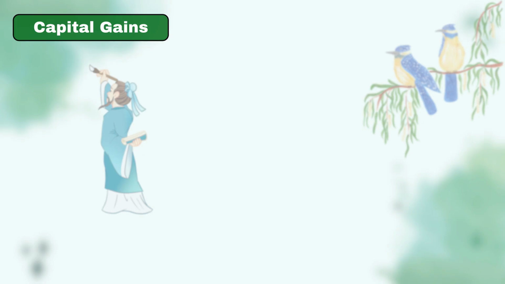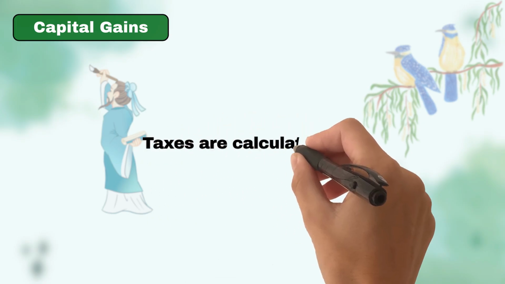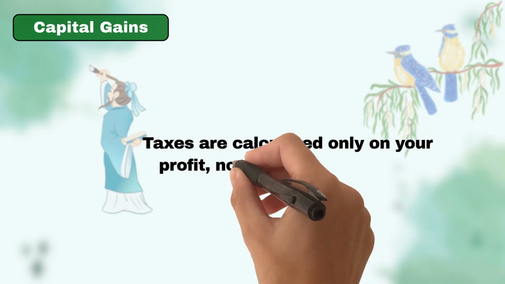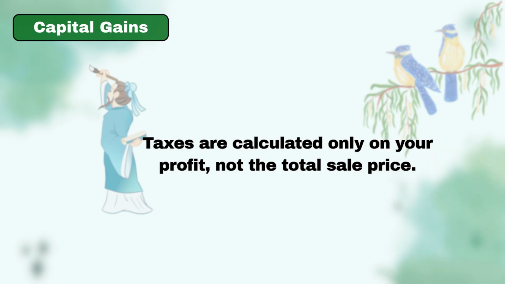The key takeaway: taxes are calculated only on your profit, not the total sale price. Small gains result in small taxes, which makes capital gains much less intimidating once you understand the math.